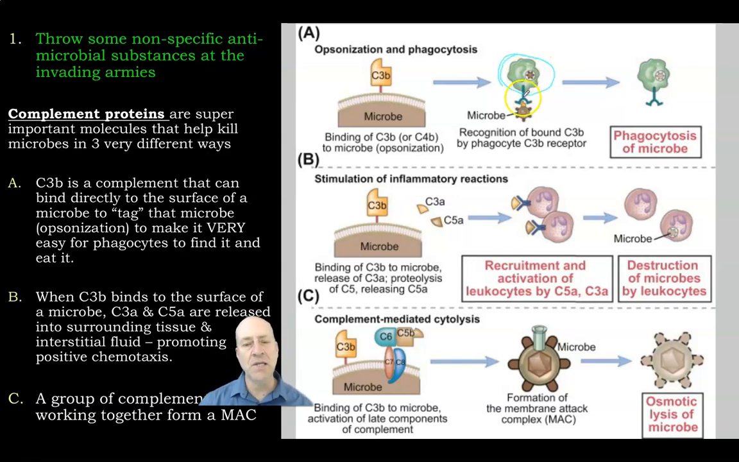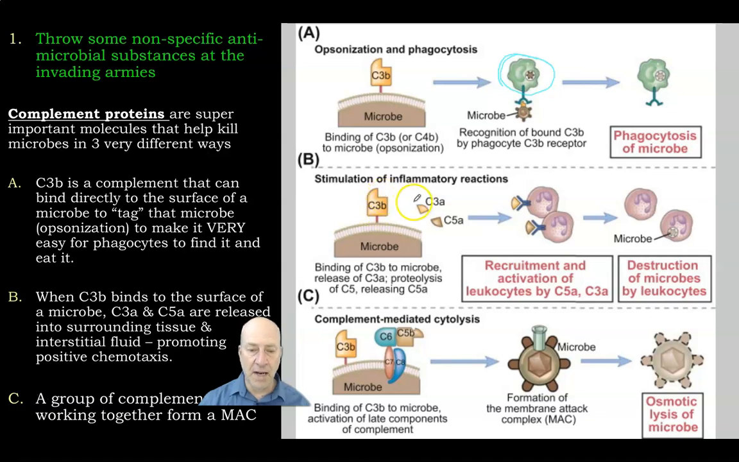It's just making it easier, and you're really increasing the chances of this microbe being eaten and killed by your phagocytes. So, step 2, chemotaxis, called positive chemotaxis. Again, the C3b binds, and when the C3 binds, this C3a piece comes off, and it kind of floats in the area.